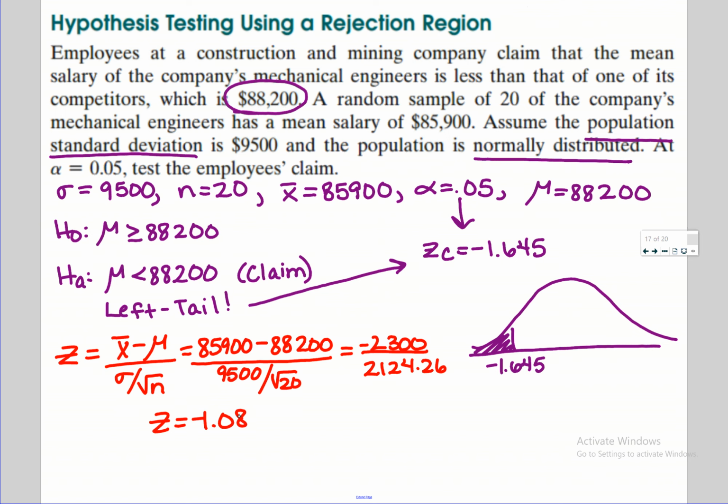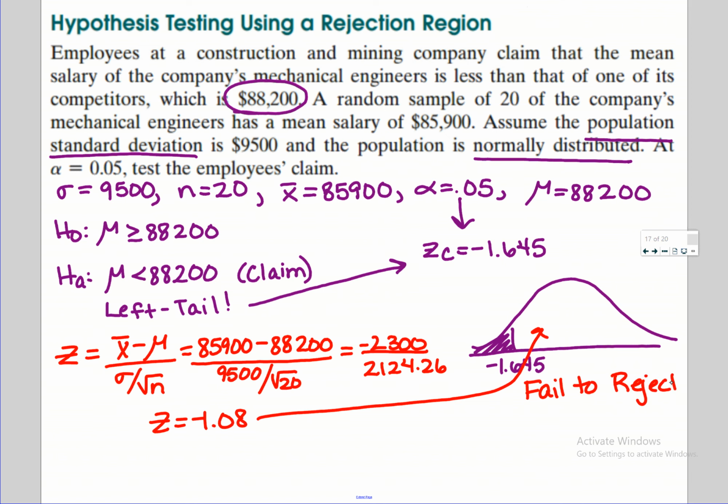All right, so compare that to our rejection region. Is negative 1.08 in our shaded region? It is not. Okay, so it's going to be over there somewhere. So do we reject or not reject? Fail to reject.